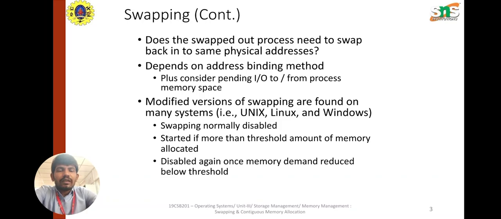Modified versions of swapping are found on many systems, for example UNIX, Linux and Windows. Swapping is normally disabled, and is started if more than a threshold amount of memory is allocated. It is disabled again once memory demand reduces below the threshold.